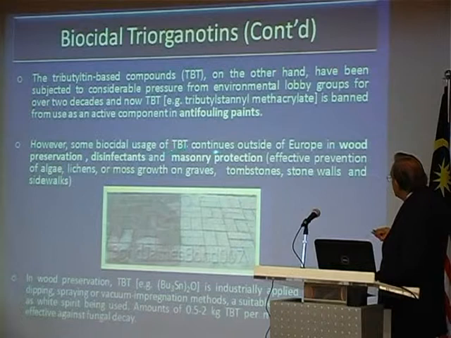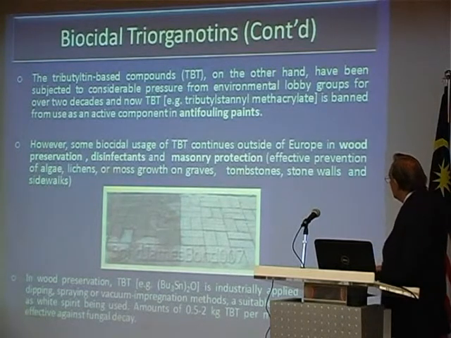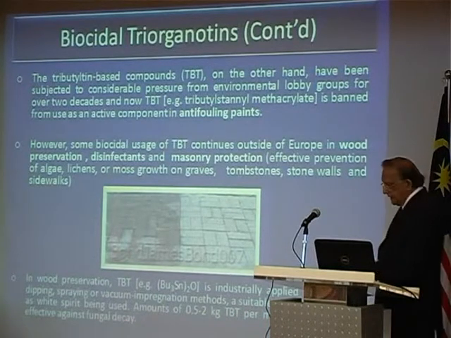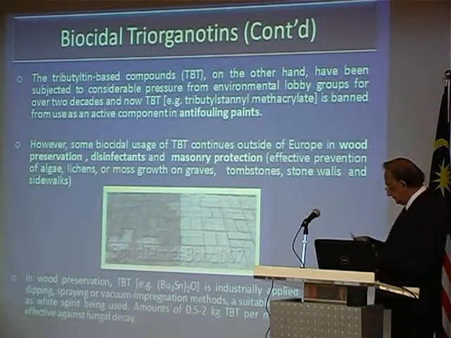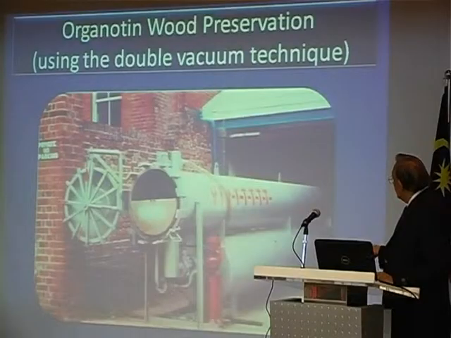Some biocidal use of tin continues as wood protection and to prevent moss growth in graves. Here you can see that this has been treated with tin. This is not. You can see it's very clear. Stone walls, sidewalks. In wood preservation, the tin is introduced in the quantity of 0.5 to 2 kilograms per meter cube of wood, and very often you can use a double vacuum impregnation method such as this. And it's securely tied up into the wood, it doesn't leach out.